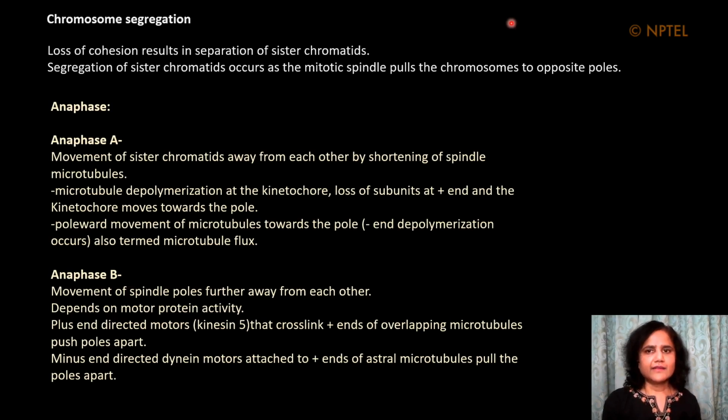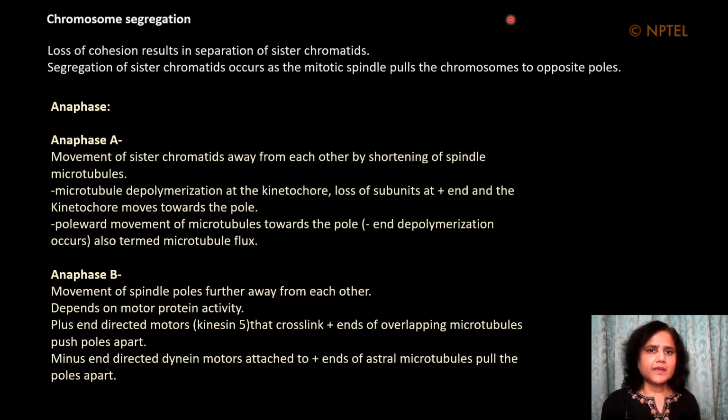In anaphase A, there is the movement of sister chromatids away from each other by the shortening of the spindle microtubules. And there is microtubule depolymerization at the kinetochore, loss of subunits at the plus end of the microtubule, and the kinetochore moves towards the pole. There is also poleward movement of the microtubules towards the pole. That is, the minus end depolymerization is also going on, and this was referred to as microtubule flux.